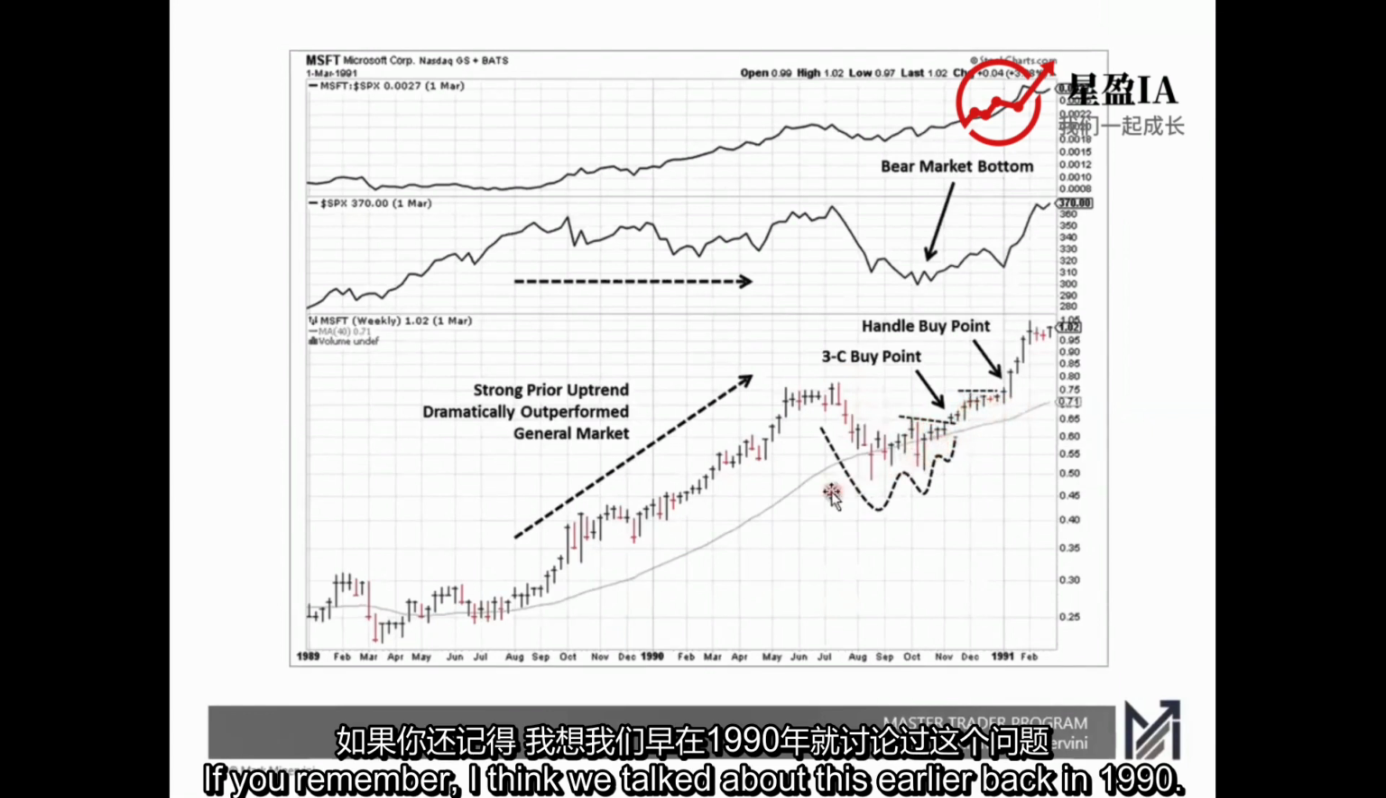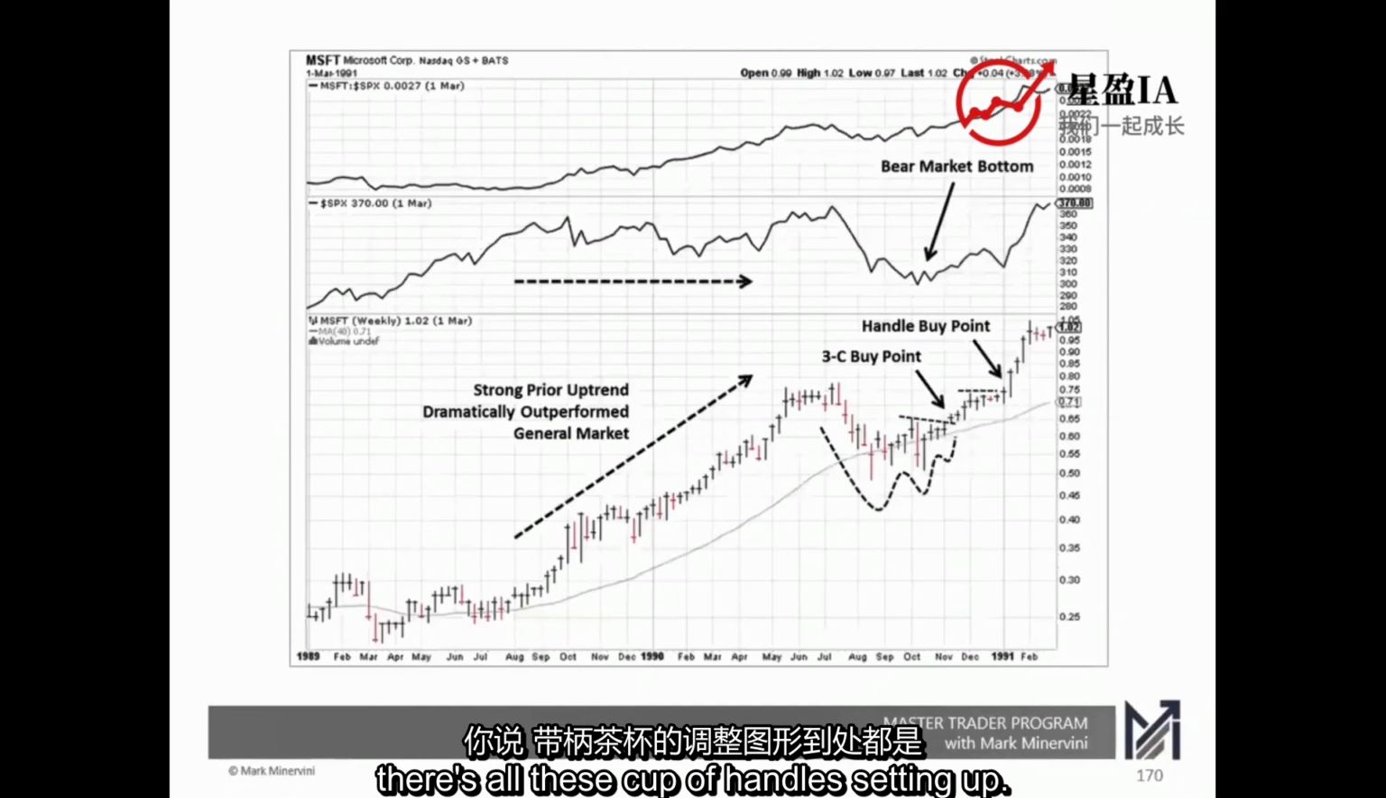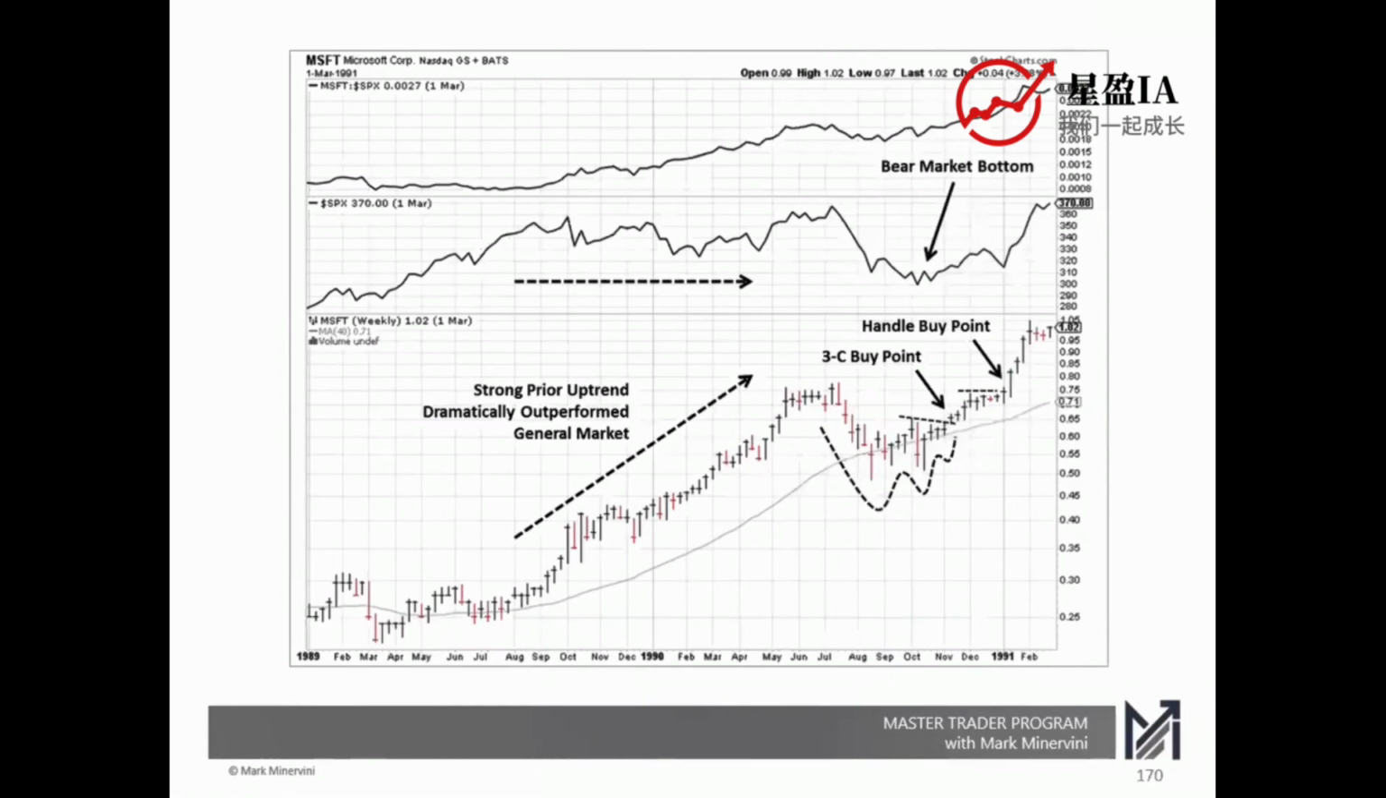If you remember, I think we talked about this earlier, back in 1990. Dave, you said you went into Bill's office and you said there's all these cup with handles setting up, and they put it on the front page of the paper. It said cup with handles proliferate. We talked about this earlier. This was one of them, right? Right. Yeah.